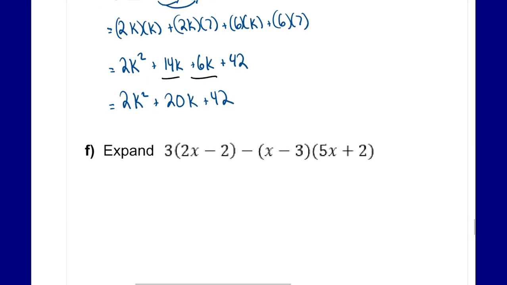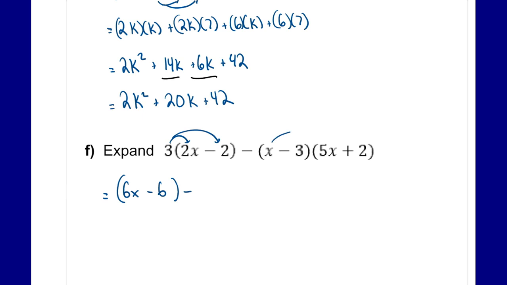For our last one: 3 times (2x minus 2) minus (x minus 3) times (5x plus 2). So a little bit more challenging, but just some extra steps. The first expansion I can do with the distributive property, similar to what you would have seen in grade 9. 3 times 2x is 6x. 3 times negative 2 is negative 6. I am then subtracting that from, and I'll put brackets around this to keep it separated, because technically this is one polynomial that's being separated by this minus from another product.